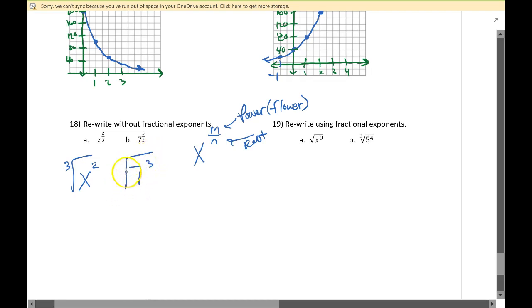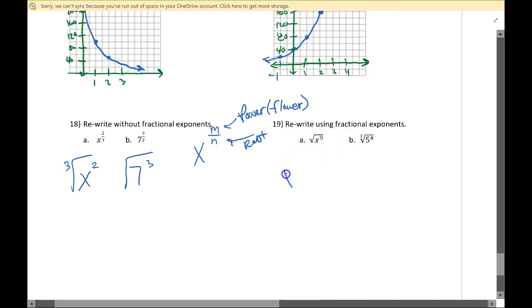Well, you don't have to write a 2 here. Okay, a 2 doesn't need to go there. It's just assumed that it's a 2 because you wrote the root symbol, and that's the smallest root that we take of any numbers. All right, in 19, you're going to write it back into the fraction form.